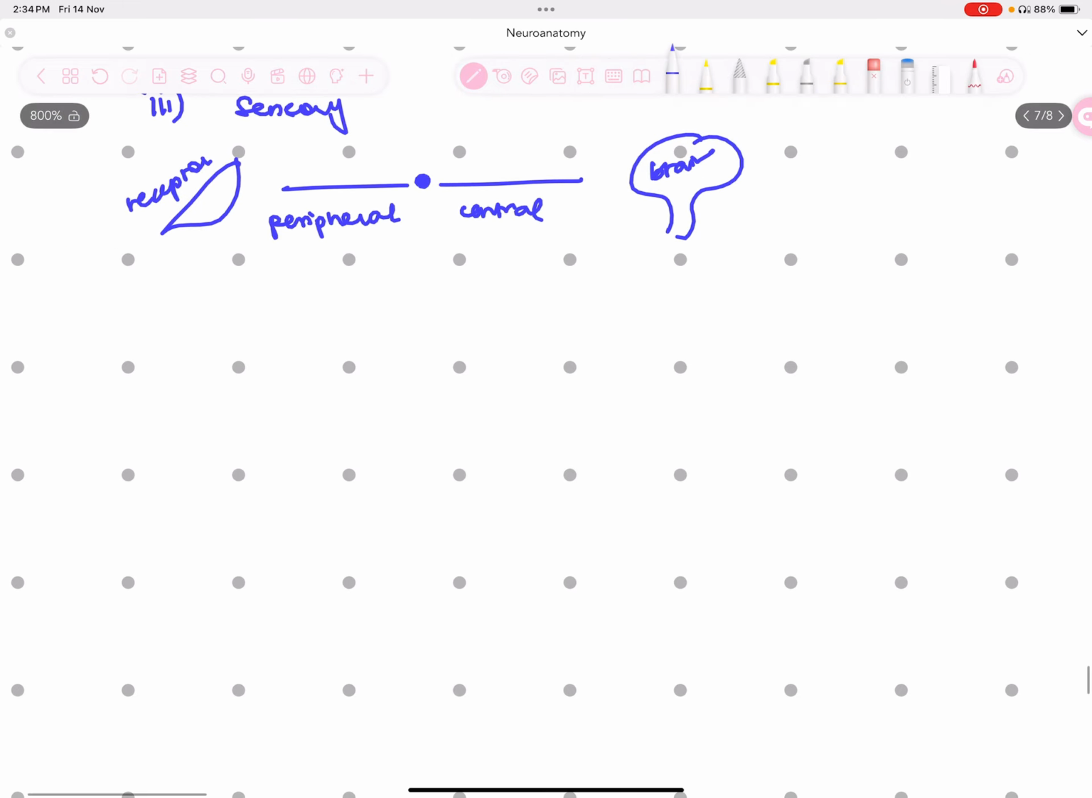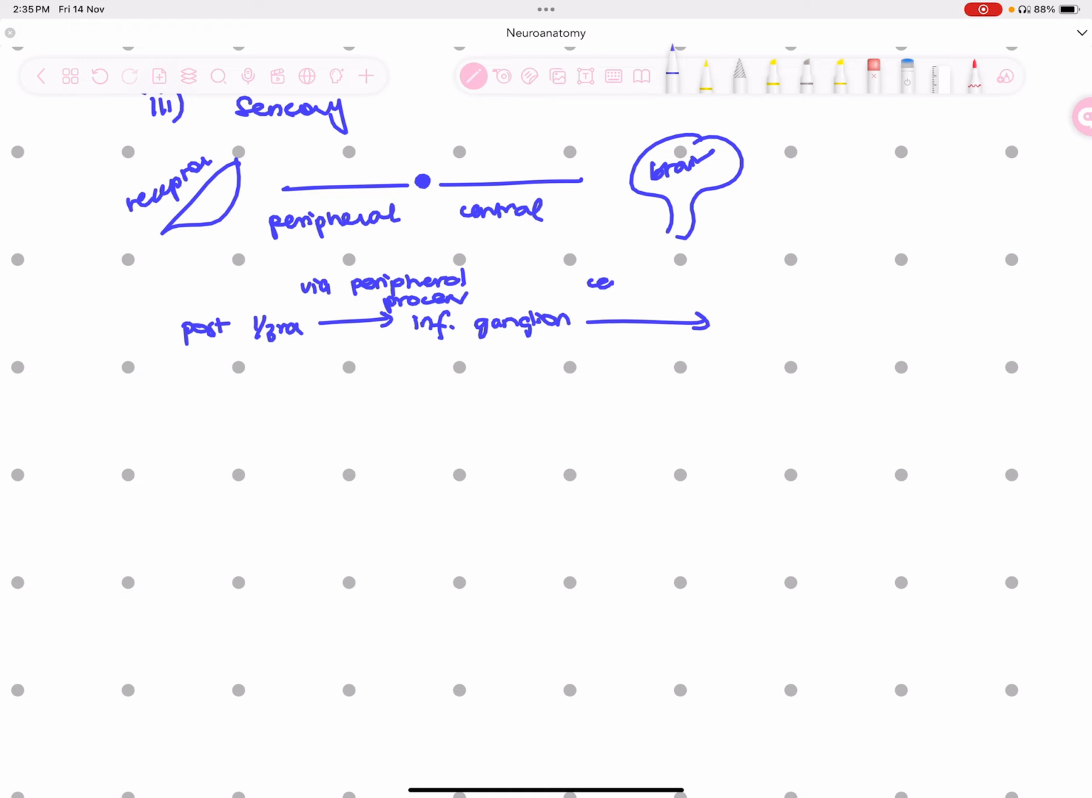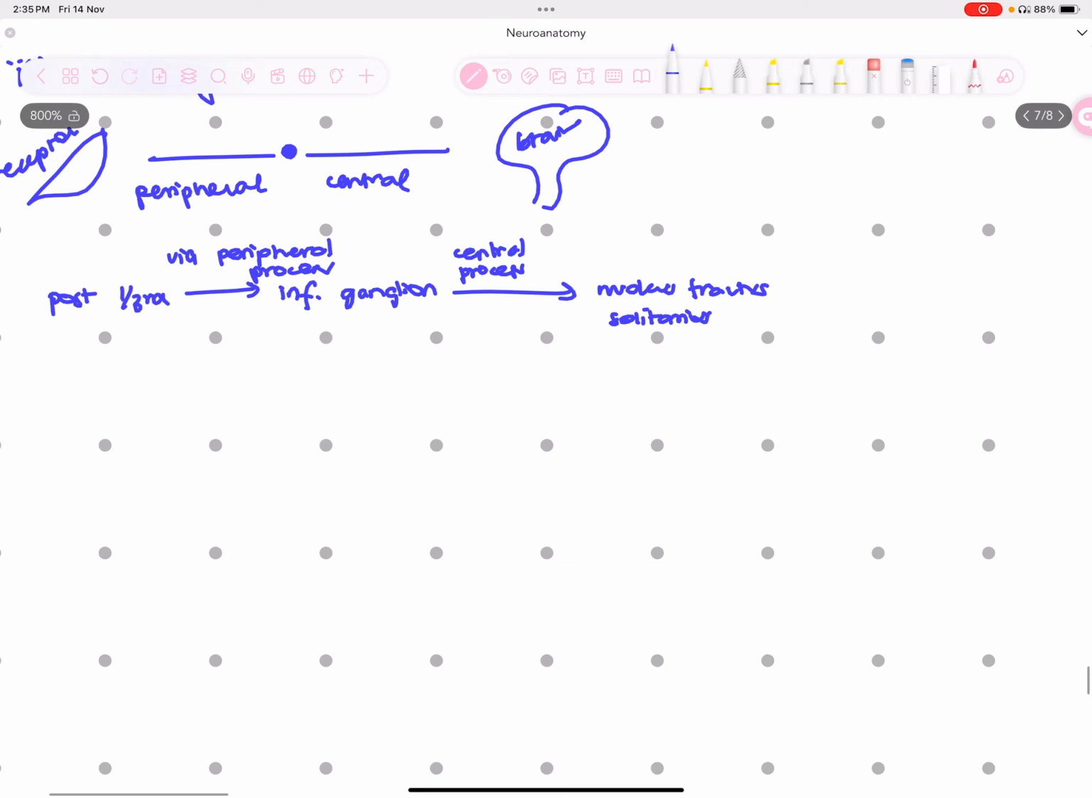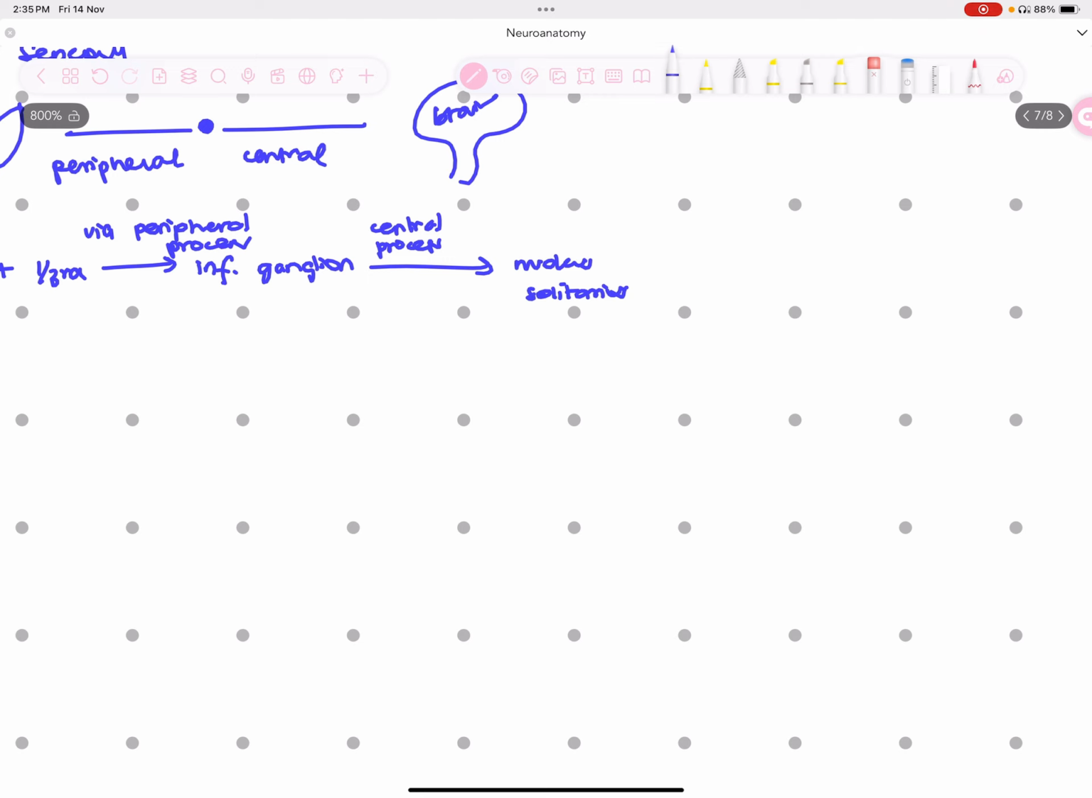When you talk about sensory afferent impulses from the receptor organ, such as the posterior one third of the tongue, information is going to come from there via the peripheral process. And then after coming from there, it's going to go to the inferior ganglion. From the inferior ganglion, the central process is going to take the information to, as I told you, higher centers of the brain. So let's jot down the nucleus here: the nucleus tractus solitarius, right? Or you can also say the sensory nucleus of the glossopharyngeal. So one and the same thing. Tractus solitarius.